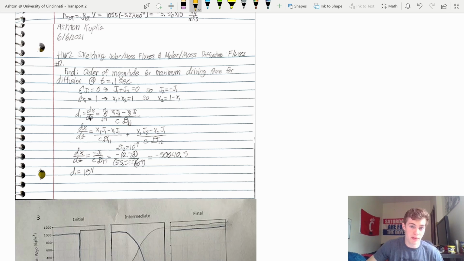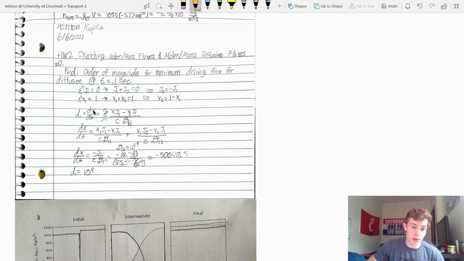Now, solving for the driving force of diffusion at t equals 1 seconds, we know that our d1 is going to be equal to the sum over j of the molar concentration of component i times the molar diffusive flux of component j minus our molar concentration of component j times our molar diffusive flux of component i, all over our total concentration multiplied by our Stefan-Maxwell constant from i to j.